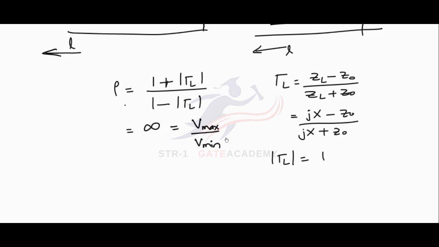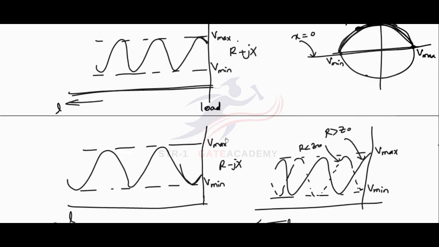When a purely reactive load is connected at the load end, the entire voltage will get reflected back. The entire wave which is traveling in the forward direction will get reflected back. Therefore, you will have maximum reflections. That means the tau L value is 1 and VSWR value is infinity. And VSWR infinity is possible when Vmin is 0. Therefore, for the purely reactive case, the Vmin value will be 0, which is not the case for R plus jX.